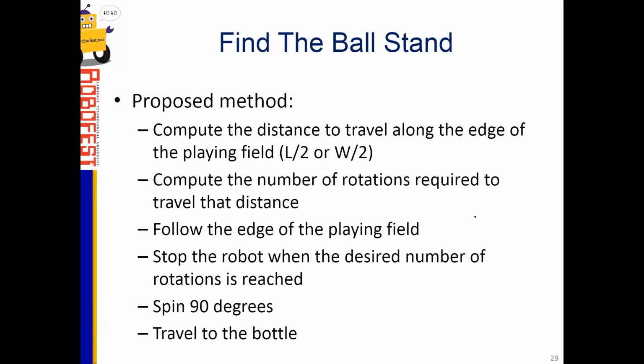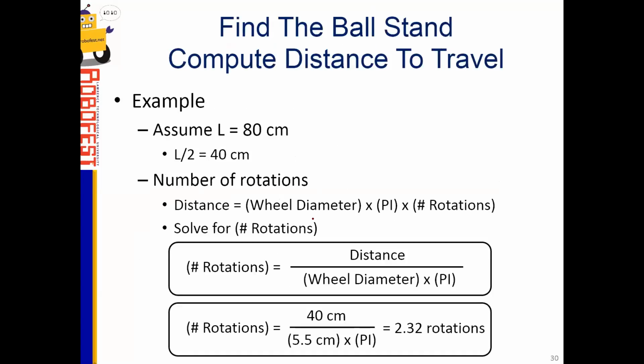Now, to compute the distance to travel along the edge of the screen, we're going to take either our length or our width, whichever one you feel like using, divide it by 2. And so like I said, if our field is 50 centimeters wide, we need to travel 25 centimeters to get there. We're going to compute the number of rotations to travel that distance, follow the edge. When we've traveled that distance, or that number of rotations, we exit our loop, we spin 90 degrees, and then travel again another set distance to hit to the bottom. So let's look at that.